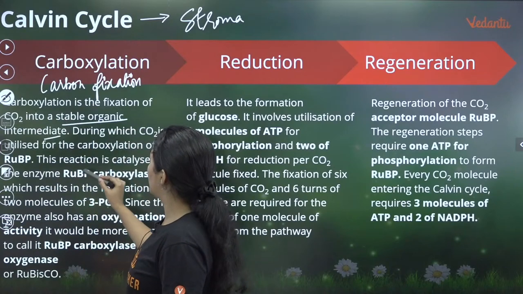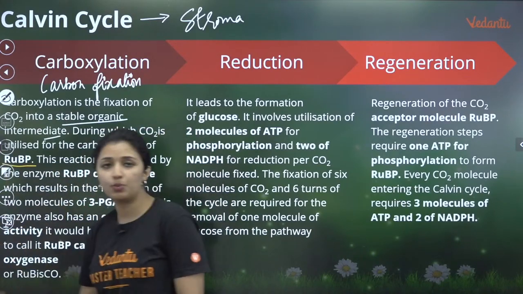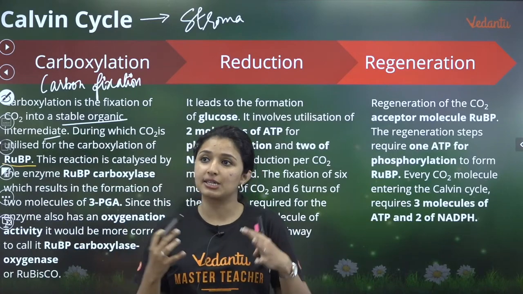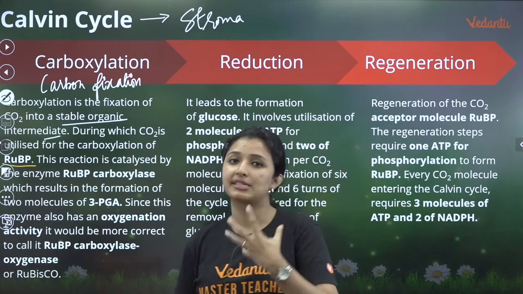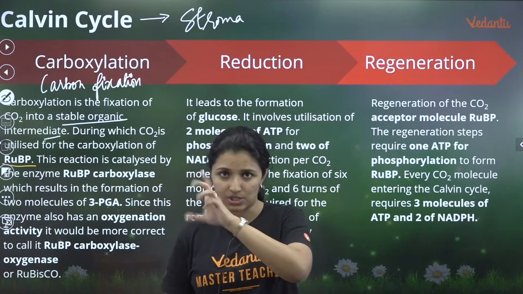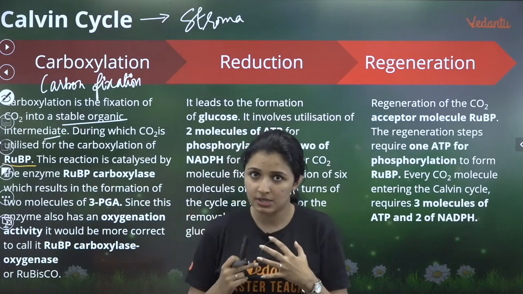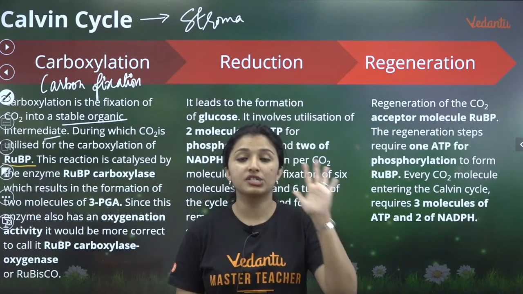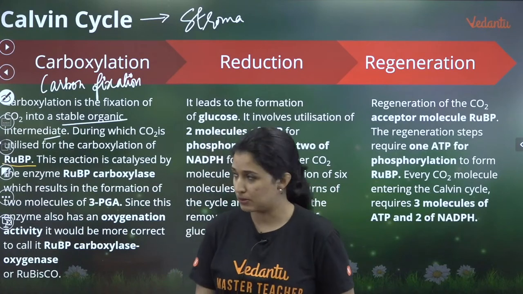Okay? So, we have something called RuBP. RuBP is a carbon dioxide acceptor molecule, the one who accepts carbon dioxide. Carbon dioxide is a gaseous molecule, so there should be somebody to accept it. So, we have RuBP, which is a 5-carbon compound.